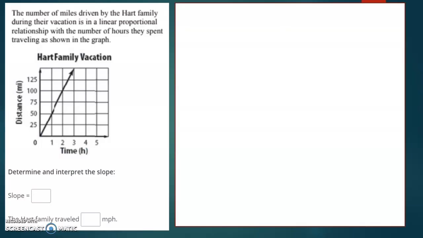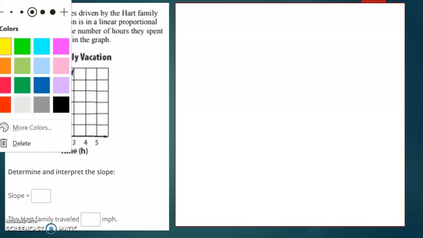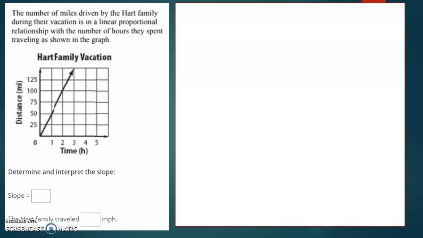The number of miles driven by the Hart family during their vacation is a linear proportional relationship with the number of hours they spent traveling shown in the graph. So some of the things that you should pick up from the reading is that it is linear and proportional. That means it's a straight line going through 0, 0.